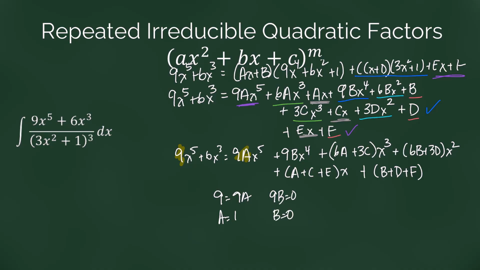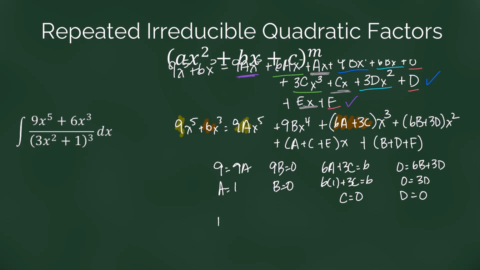We know that using this coefficient and this one over here, we get that 6a plus 3c is equal to 6, but a was 1, so 6a is 6, so we get 6 plus 3c is 6, which means c is also 0. We have 0 equals 6b plus 3d because there's no x squared term on the left-hand side. b was 0, so we get 0 equals 3d, which tells us that d is also 0.